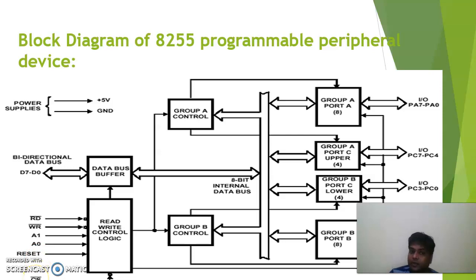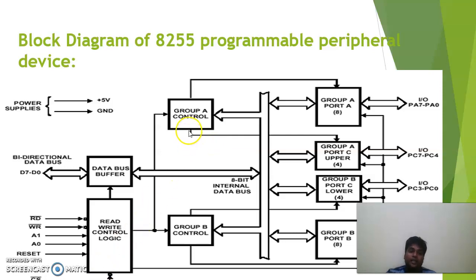Next one is chip select complement. So that is your active low signal. When the value of chip select complement is equal to 0, at that particular time the microprocessor is able to communicate with the 8255 programmable peripheral device. Okay, so that's why we generally use chip select complement.